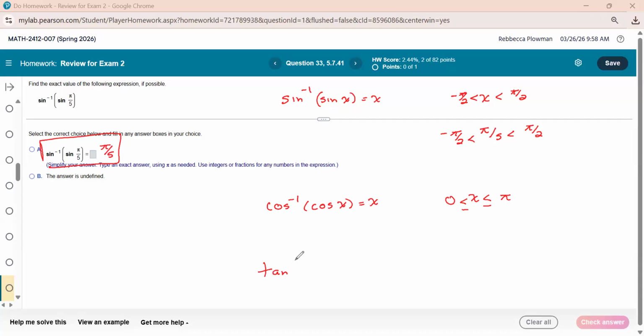So then also if you had inverse tangent of x, we got x back just as long as x is once again between negative pi over 2 and pi over 2.